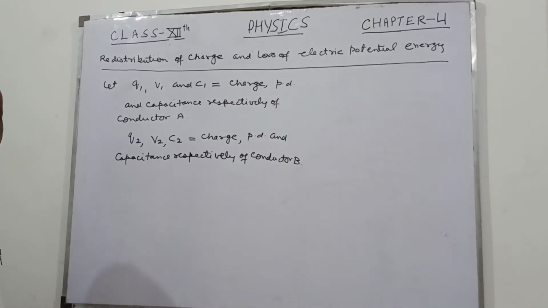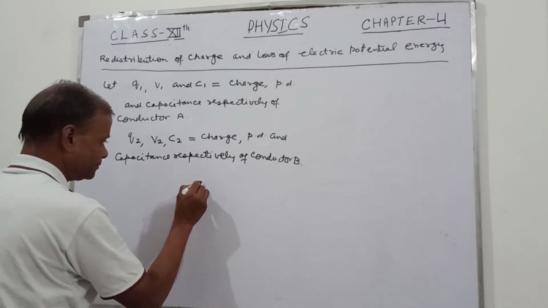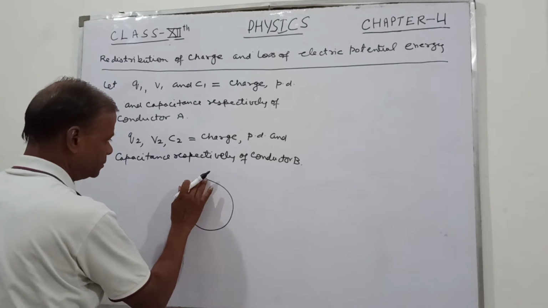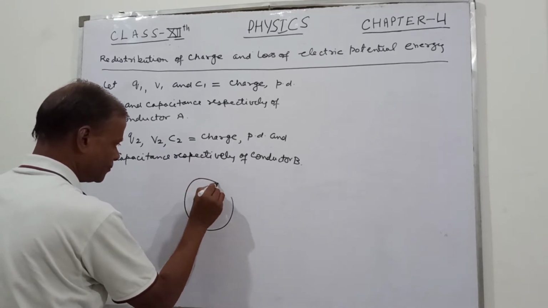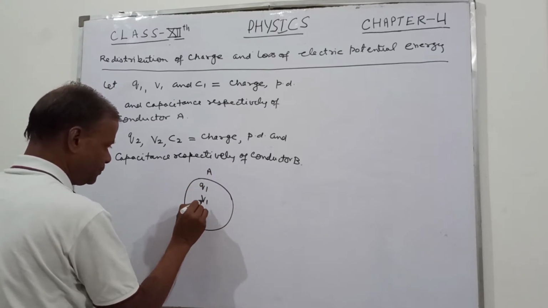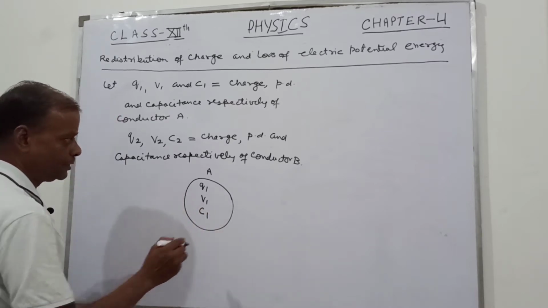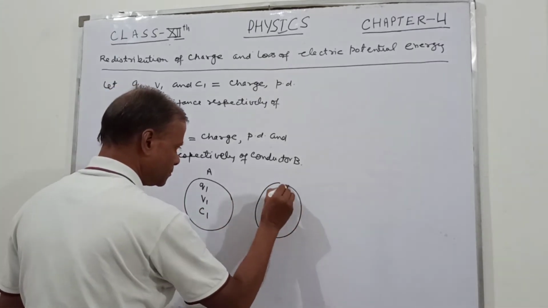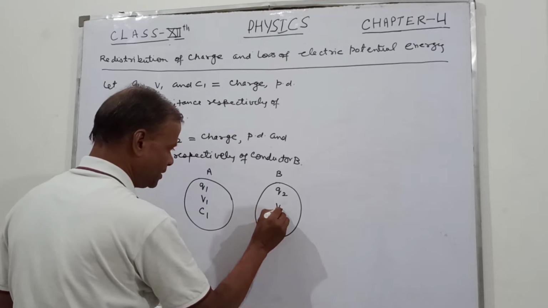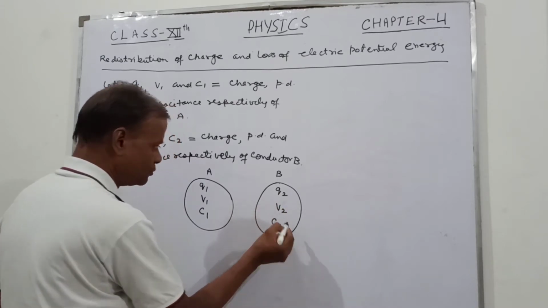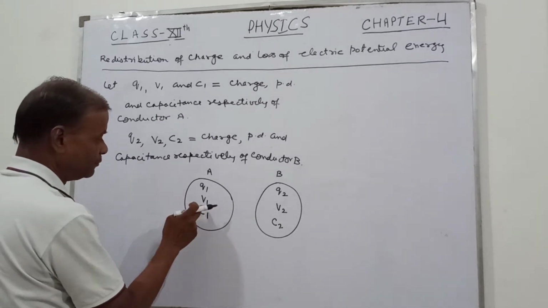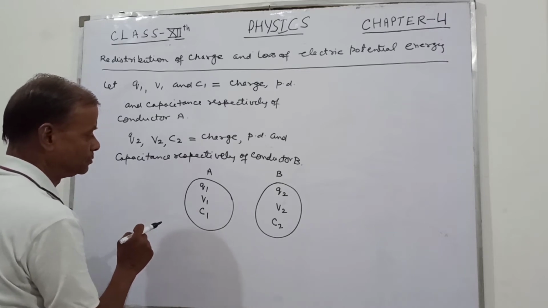conductor B. So we are having two conductors. This is conductor A. Now its charge is equal to Q1, potential is V1, capacitance is equal to C1. This is the other conductor B, its charge is equal to Q2, potential equal to V2 and capacitance equal to C2. So here we take that V1 is greater than V2.